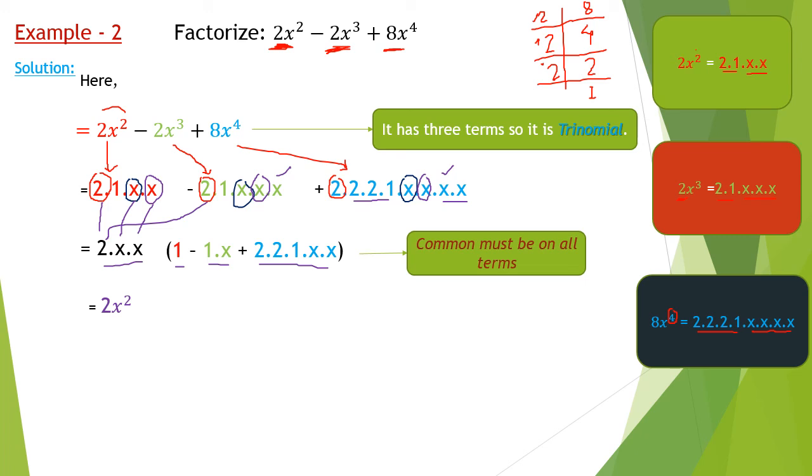Now let's multiply here. 2x square, isn't it? The product of 2 and x·x, that means x square. 1 will be written as 1 as it is. 1·x is x, and 2 into 2 is 4 right here, and x into x is x square right here. Now this concludes our factorization of trinomials.